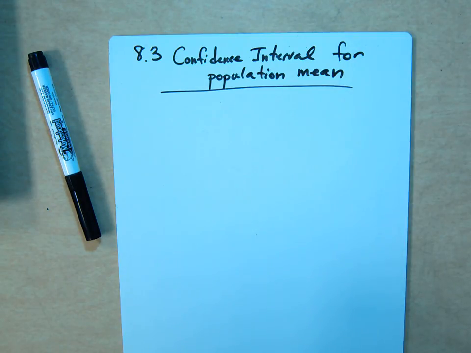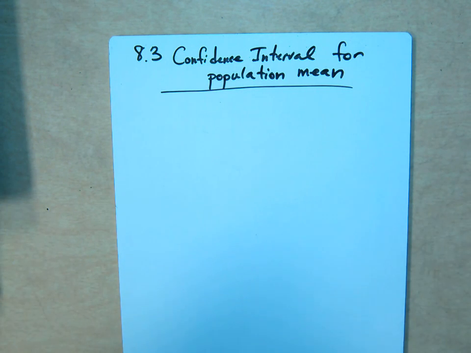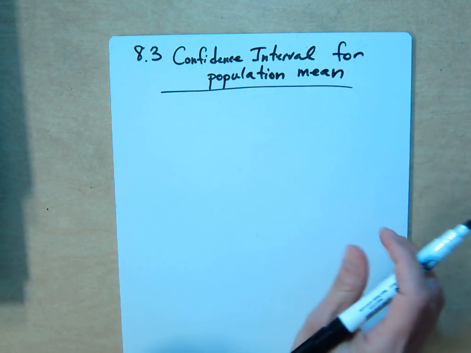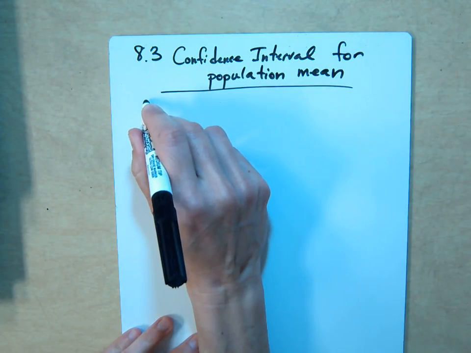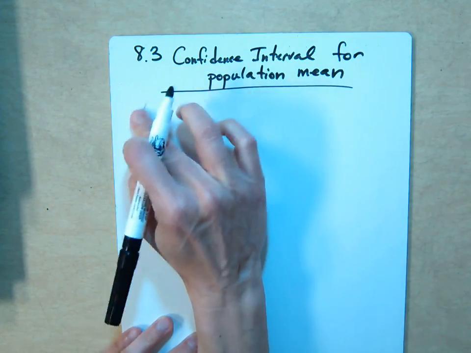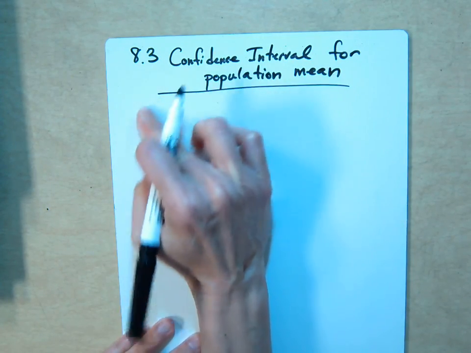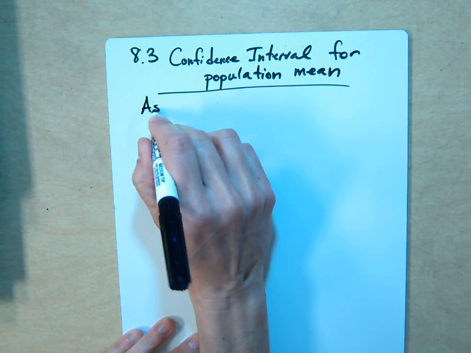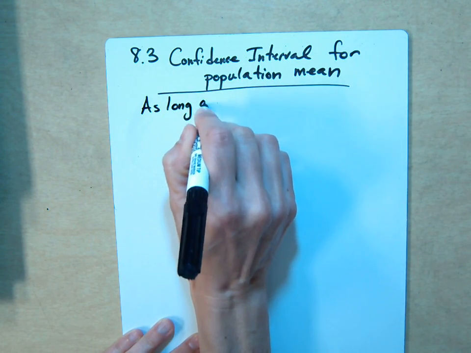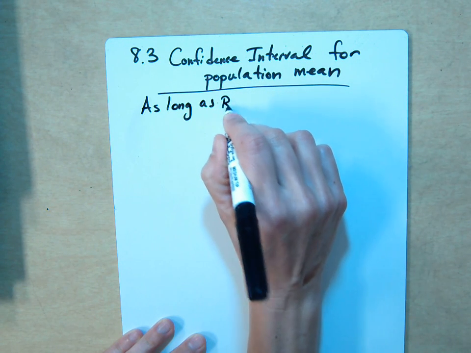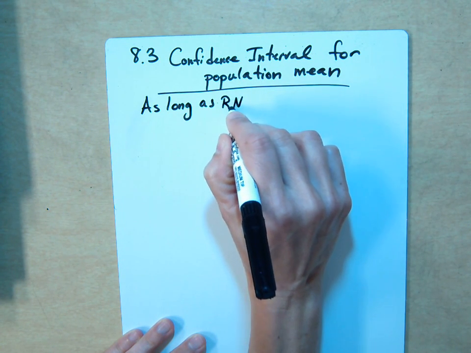Okay, these are the notes for 8.3, constructing a confidence interval for a population mean, now instead of a proportion like before. The formula is similar as long as we know the standard deviation of the population. So a level C, let's write this first. As long as the conditions are met, I'll just write it as RNI: random, normal, independent.